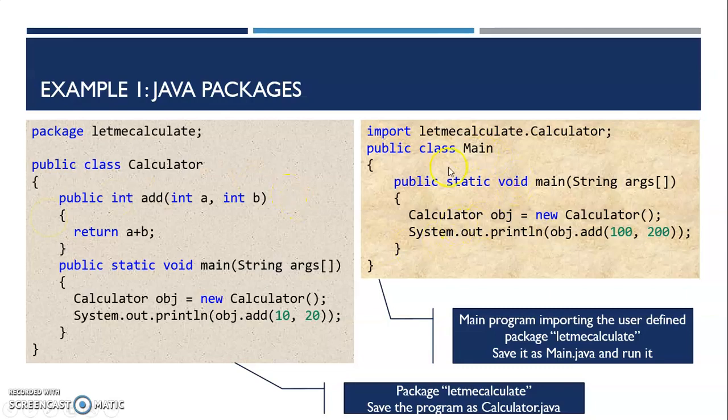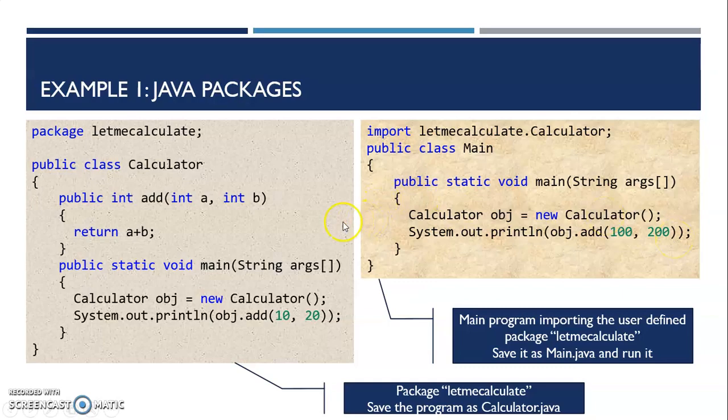Okay, now you have to write your main program. Inside the main program, I am importing the class calculator that is defined inside the package LetMeCalculate, and using the object corresponding to calculator, I am calling the function add that is defined inside the calculator. After completing this program, you have to save it as main.java and run it. It will automatically call the calculator class defined inside the package LetMeCalculate, and it will do the operation addition with the inputs 100 and 200. Okay, so that is a simple example.